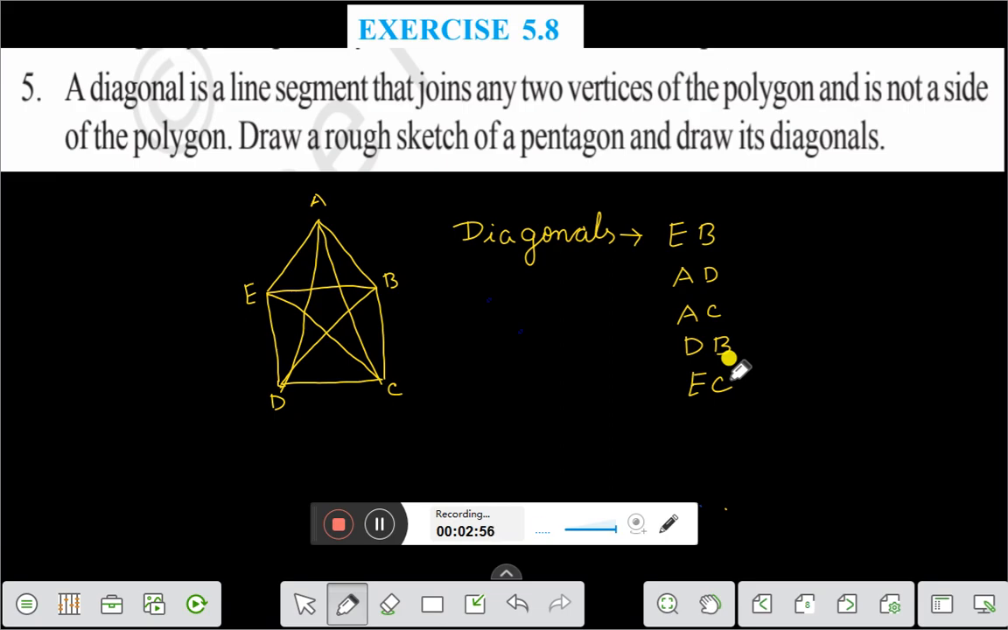Right? The question was, a diagonal is a line segment that joins any two vertices of the polygon and is not a side of the polygon. Draw a rough sketch of a pentagon and draw its diagonals. Here we have drawn a pentagon, that is a pentagon has 5 sides, 1, 2, 3, 4, 5, right? And draw its diagonals. Diagonals means joining two vertices of the polygon but not the side of a polygon, right? That is EB, one diagonal, AD, another diagonal, AC, another diagonal, DB, another diagonal, EC, another diagonal. That means 1, 2, 3, 4, 5. There are 5 diagonals in this case, right?